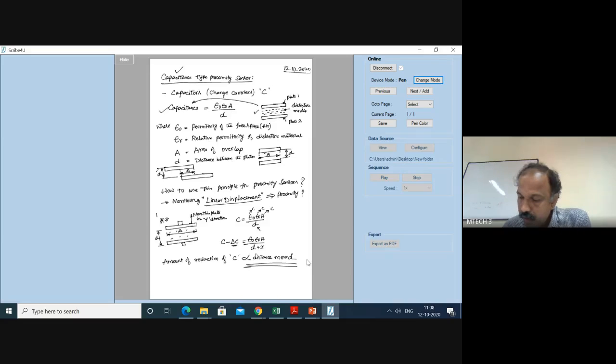Now this is one method. What is the other method? What is the other possibility? The second one is, observe.